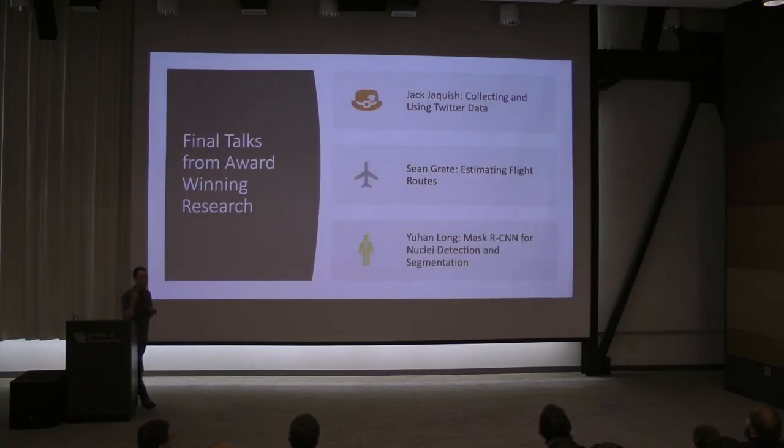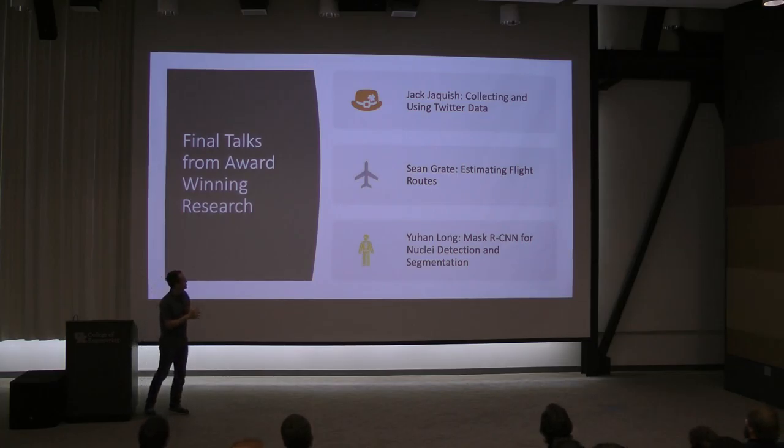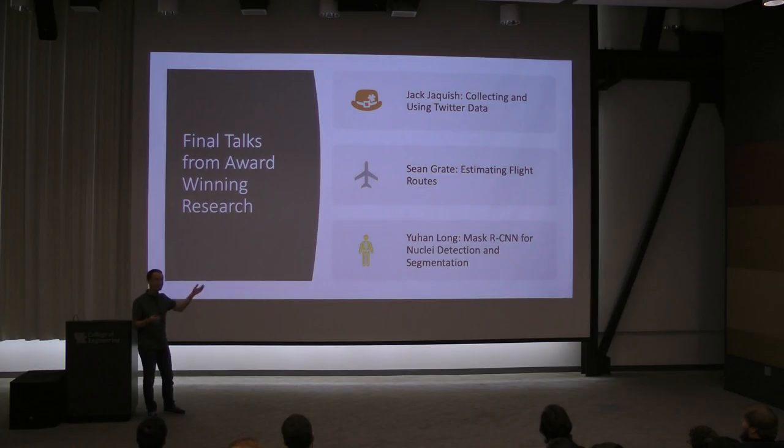So we have three talks from the summer. One of them is from Jack Jaquish, who will be the first speaker talking about collecting and using Twitter data. I don't know what that hat signifies, but with Shamrock, I guess. Sean Grate, estimating flight routes, that's an on-point icon. And then Yuhan Long is going to be talking about nuclei detection and segmentation. So a medical imaging, so somewhat appropriate icon that's chosen.